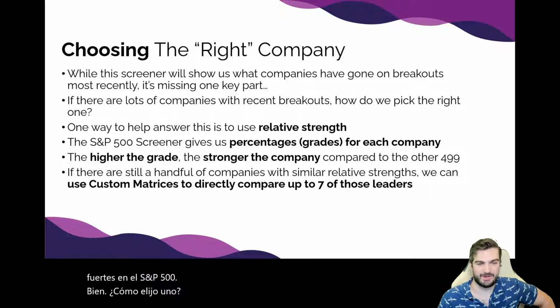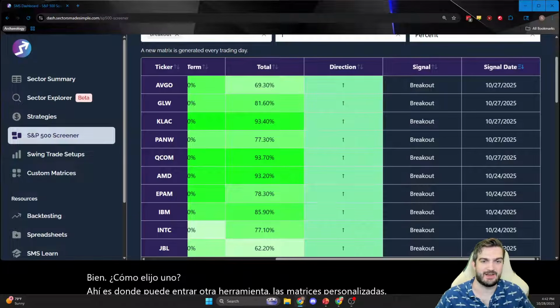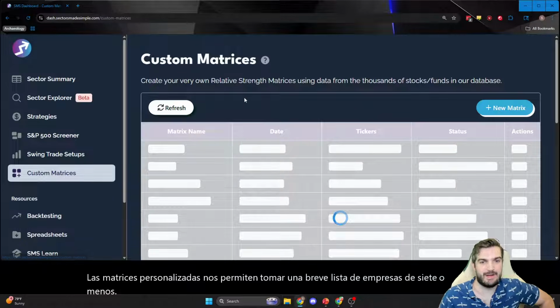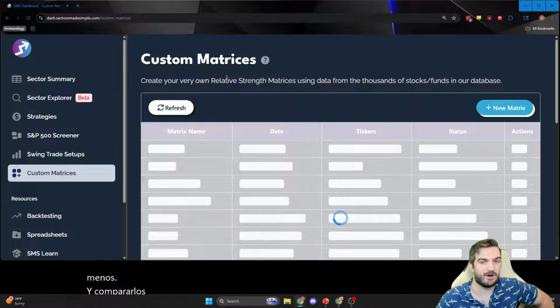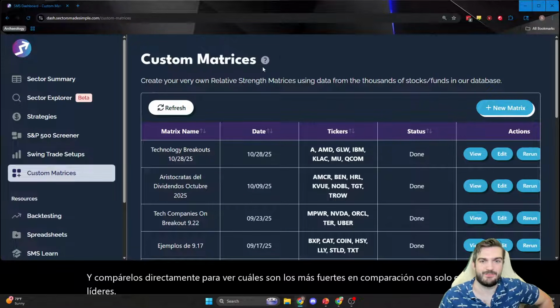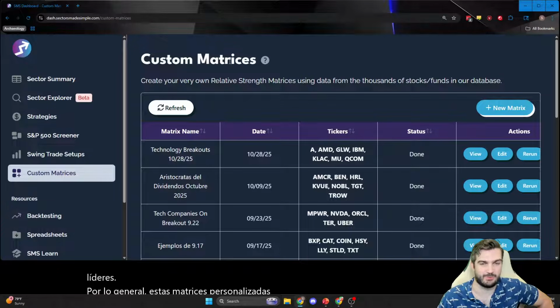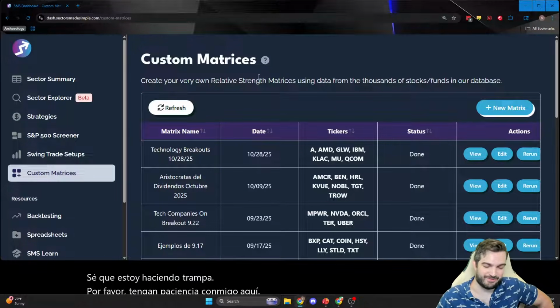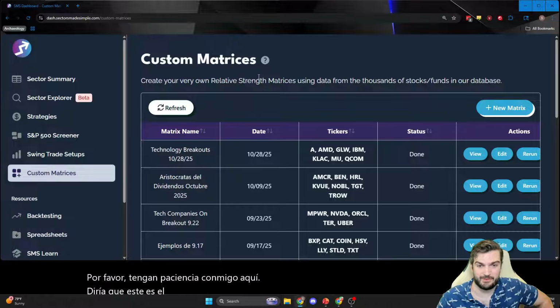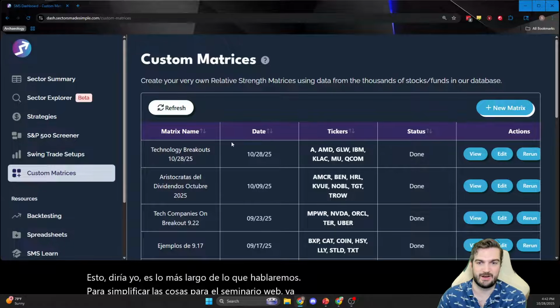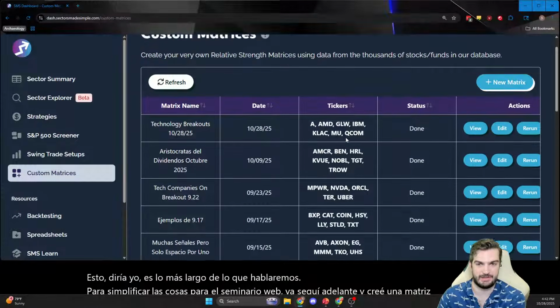Well, that's where another tool, custom matrices, can come in. Custom matrices lets us take a short list of companies of 7 or less and directly compare them to see which ones are the strongest compared to only those leaders. Typically, these custom matrices can take about 3 to 5 minutes to run. I know I'm cheating. Please bear with me here. This, I would say, is the longest thing that we'll talk about. But to keep things simple for the webinar, I've already gone ahead and created a custom matrix of those companies that we just looked at.